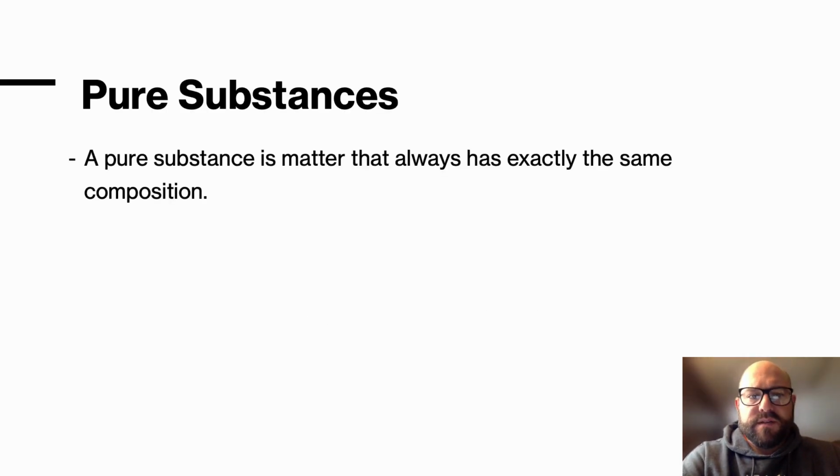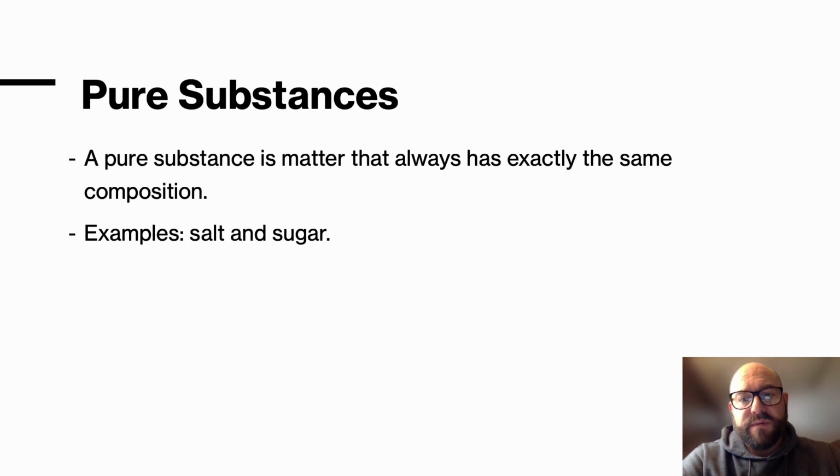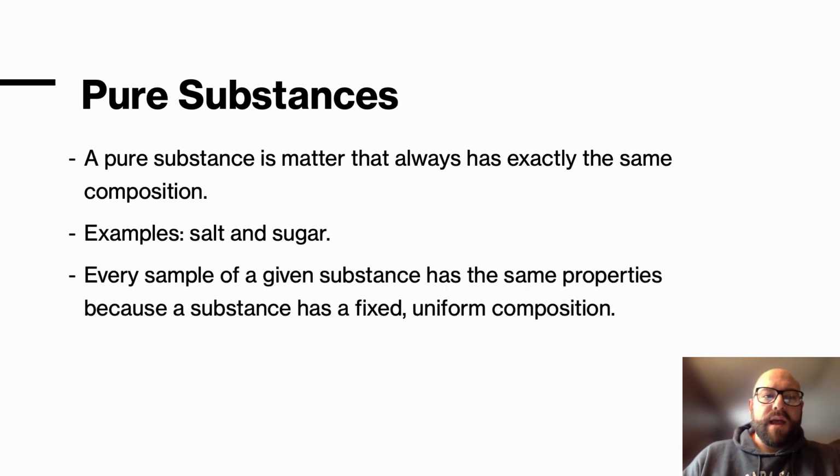A pure substance is matter that always has exactly the same composition. Table salt and sugar are two examples of pure substances. Every pinch of salt tastes equally salty, and every teaspoon of sugar tastes equally sweet. Every sample of a given substance has the same properties because the substance has a fixed, uniform composition.